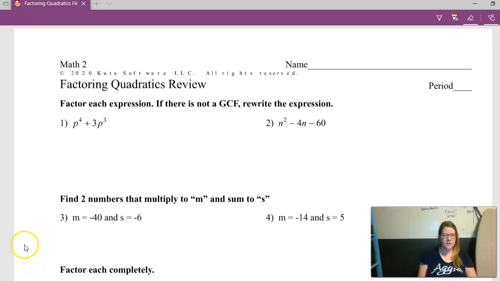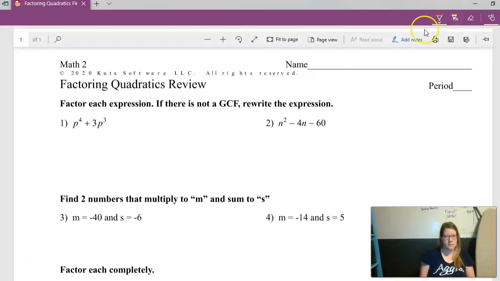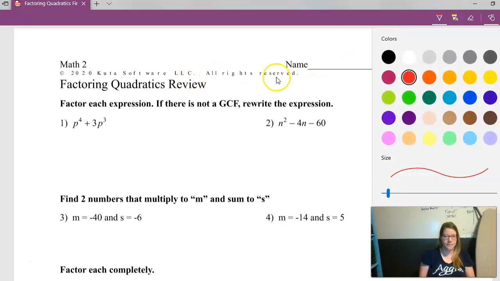Hi guys, good morning. Today we're going to review what we learned about factoring. Tomorrow we'll have a test on factoring. So I'm just going to go through the review and explain my reasoning. But if you have further questions, please go ahead and let me know. Email me and work something out.